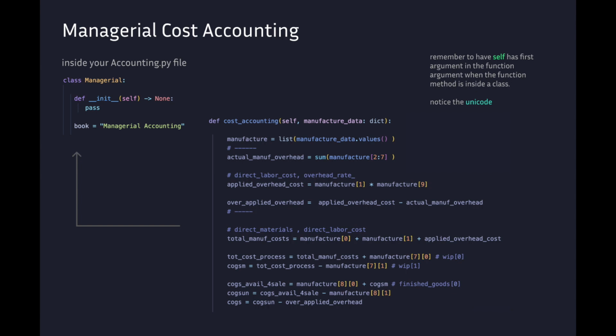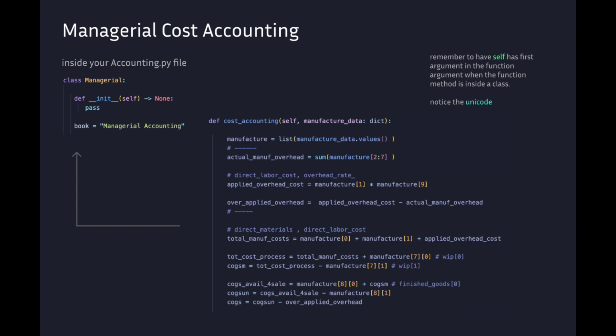COGSM variable is total cost process subtract manufacture index 7 index 1. COGS available for sale variable is manufacture index 8 index 0 plus COGSM.